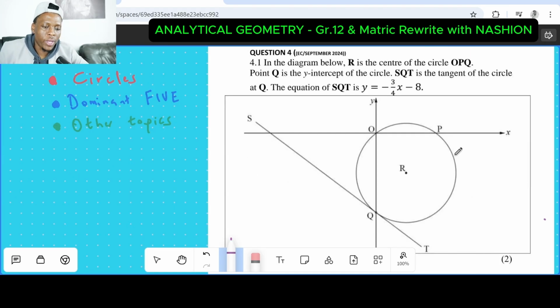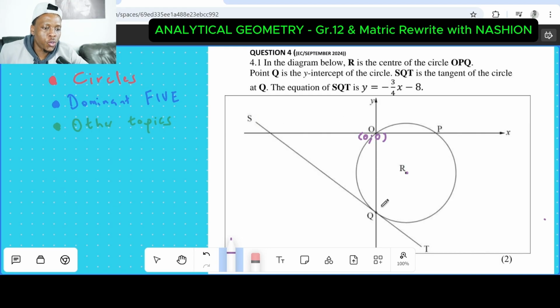Here we go. We are given a circle here and a straight line. Let's read the information. They are saying in the diagram below, R is the center. So already we can see this center is away from the origin. This is the center of the circle OPQ. So in this case, O is our origin. Let's write it as such.